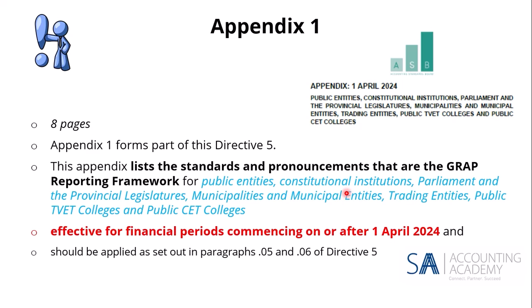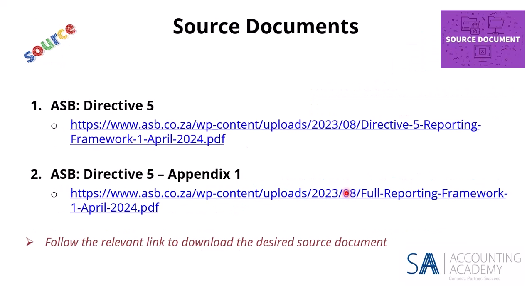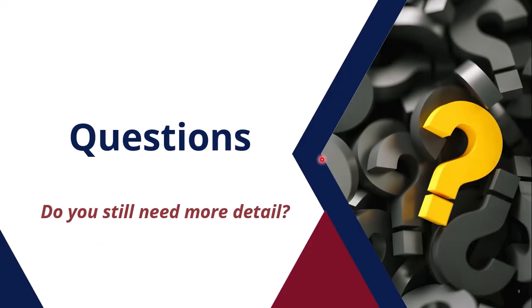Yes, National Treasury issues templates for them to use, but they still need to know what it says in terms of the actual GRAP standards. The source documents that I've given you the links to are the actual Directive 5, and there's the link to that. And then Appendix 1 has its own link because it is a separate document. So you can follow the links and download both of those for your purposes if you want to.